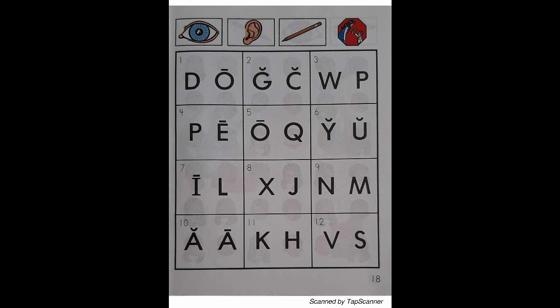Look at the letter in box 11. Listen as I say the sound of the letter. K, kangaroo, K. With your pencil, circle the letter that reads K. Look at the letter in box 12. Listen as I say the sound of the letter. V, vole, V. With your pencil, circle the letter that reads V.